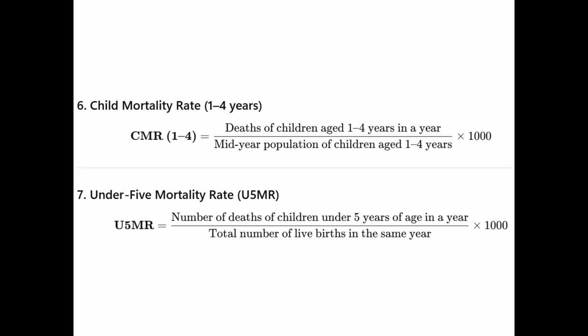Then we have the under-5 mortality rate. In the numerator we have the number of deaths of children under 5 years of age in a year, and in the denominator we have the total number of live births in the same year.